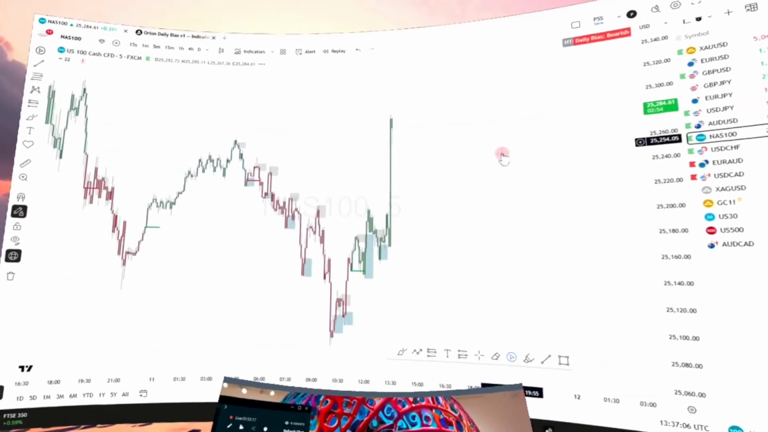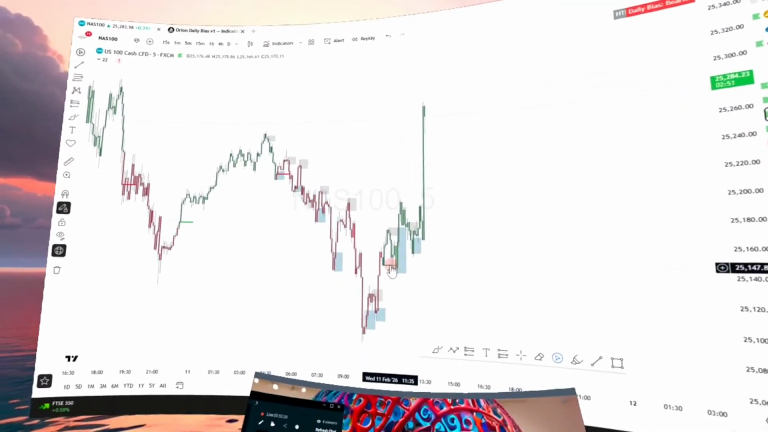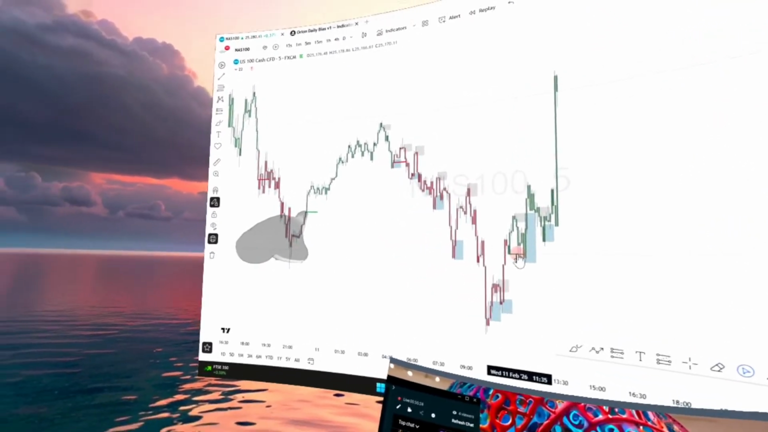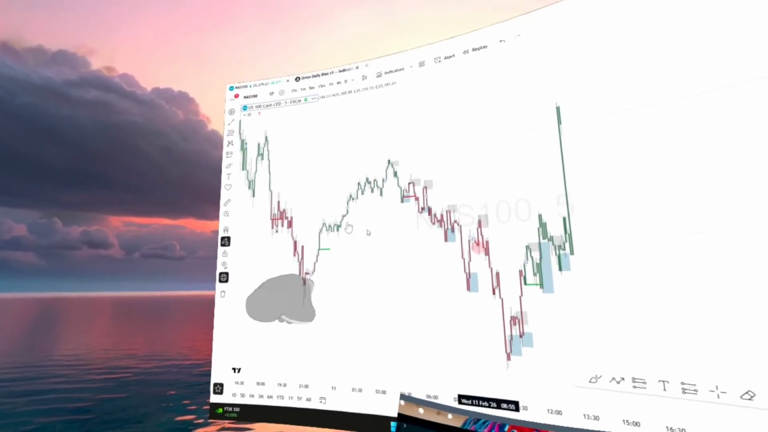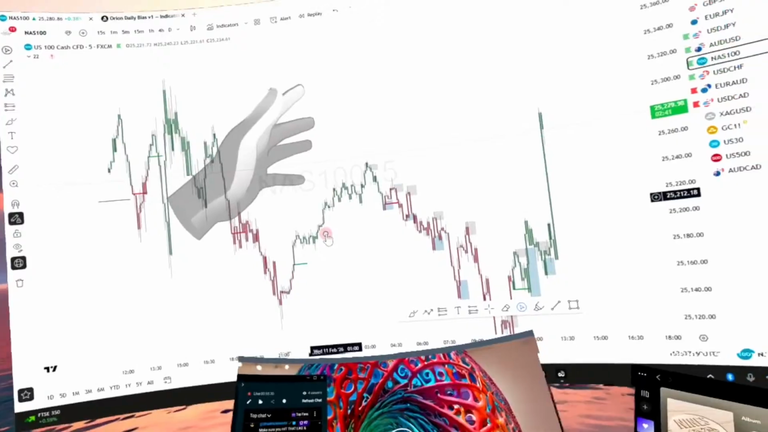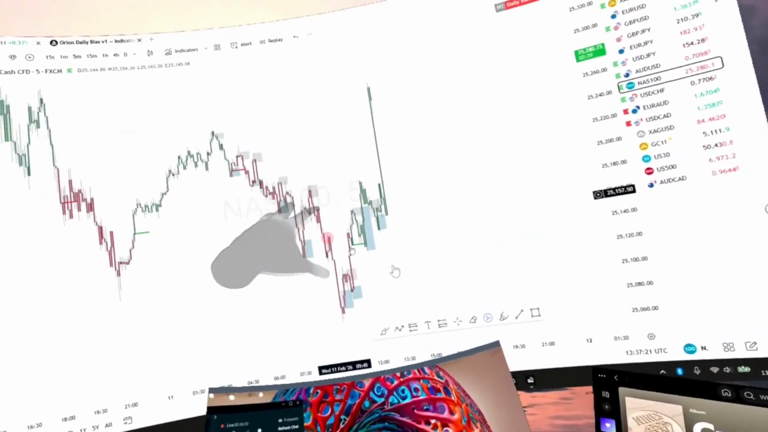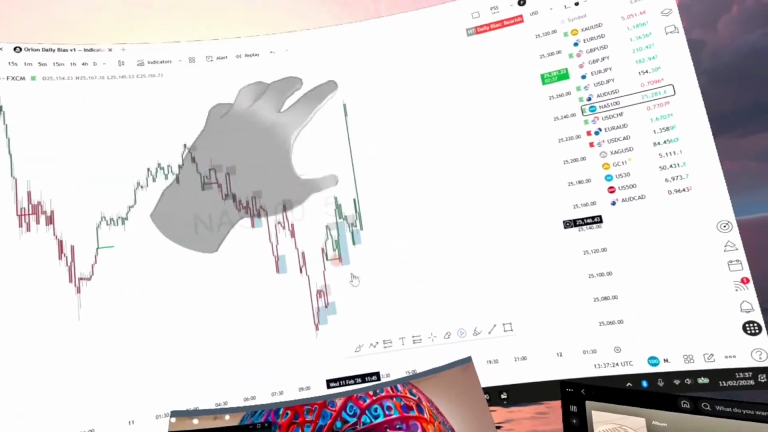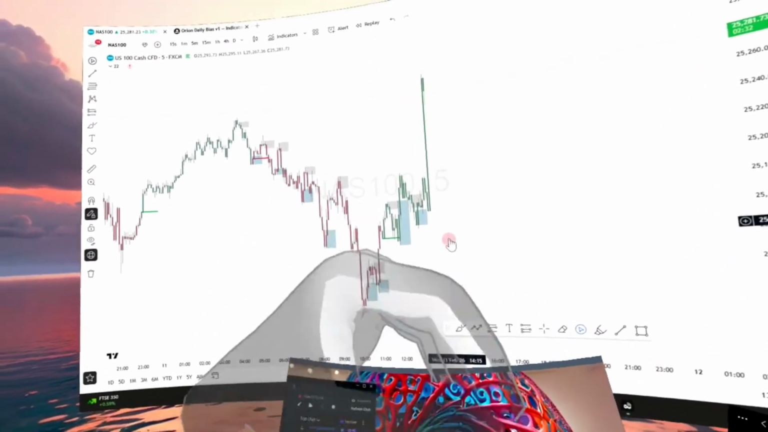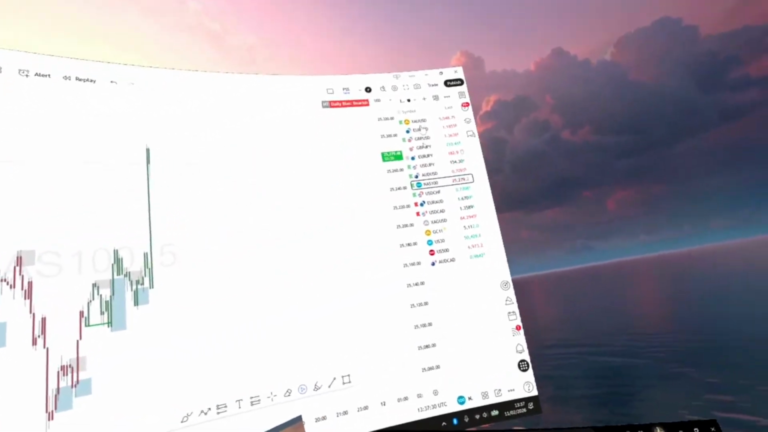Let's go Nasdaq. Look at that. And look at that. And that. What? Because it's new to me, even though it's my system, the visualization is new to me, it still blows my mind. And I'm the one that created it. It's crazy.